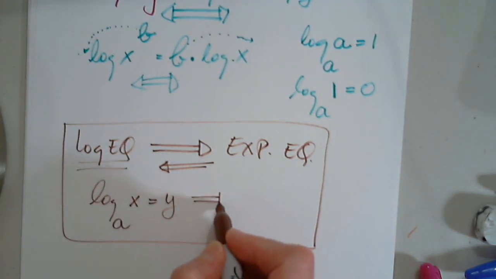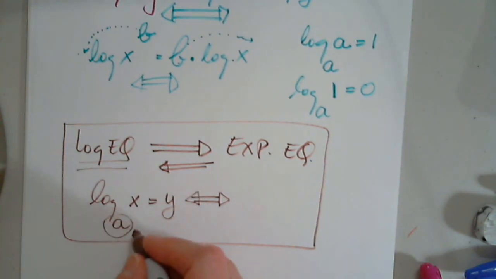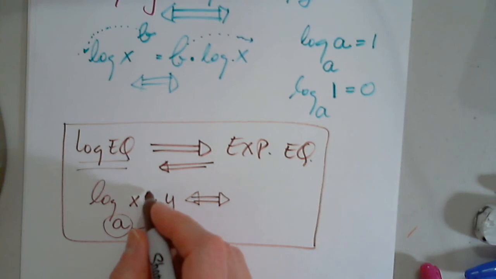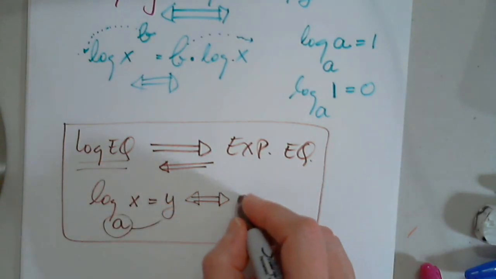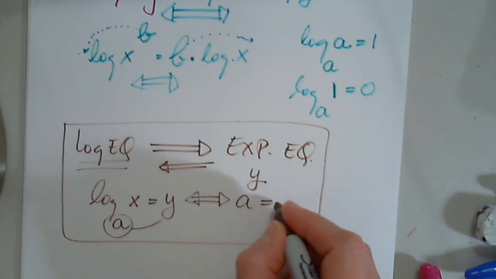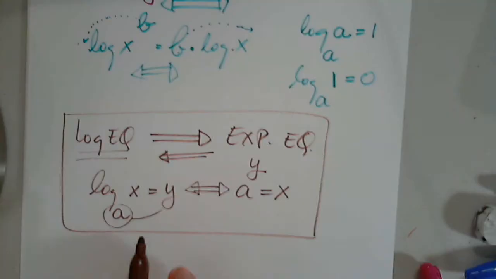And this is equivalent to, and here's how we start. We always start from the base and go counterclockwise. A raised to y equals x. Not a times y equals x. A raised to y equals x.